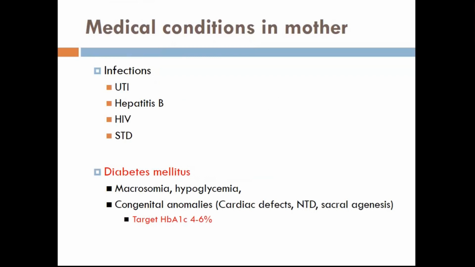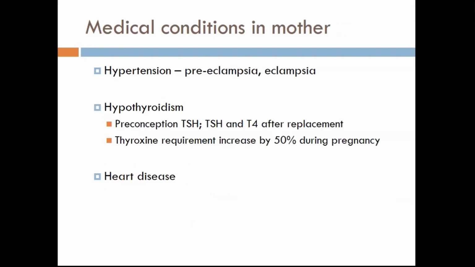Diabetes mellitus or gestational diabetes, especially if the mother has diabetes mellitus before that, there can be macrosomia, hypoglycemia in the child, there can be congenital anomalies in the child, and the target glycosylated hemoglobin is 4 to 6%, not beyond 6%. Hypertension, hypothyroidism, and heart disease are all medical conditions in the mother which are to be taken care of.